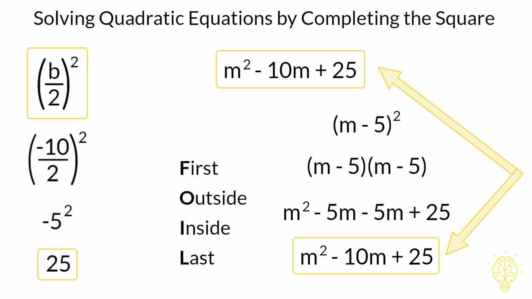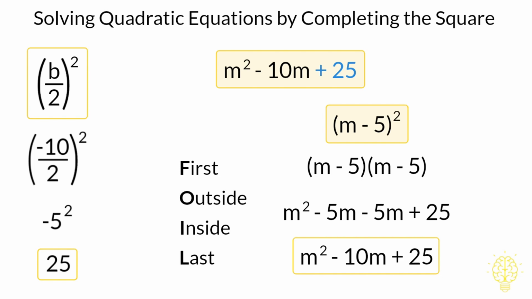And now look, this is exactly what we had after we completed the square. m minus 5 squared is equivalent to m squared minus 10m plus 25. By completing the square and adding 25 to our expression, we created a quadratic expression that could be written as a square, m minus 5 squared. That's incredibly useful when we solve quadratic equations by completing the square.